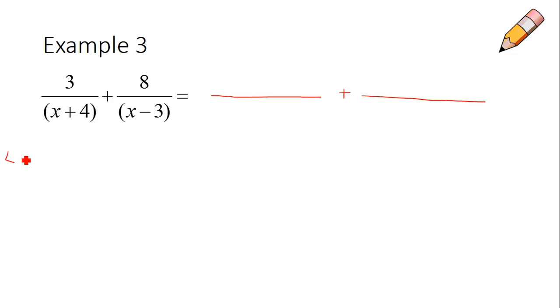What would my lowest common denominator have to have? Well, this fraction has an x plus 4. And this fraction has an x minus 3. Those are two very different things. They are not the same, and there's no way I can make one turn into the other. So what I need to do is use both of them as part of my lowest common denominator. x plus 4 and x minus 3 are going to be on the bottom of both of my fractions.